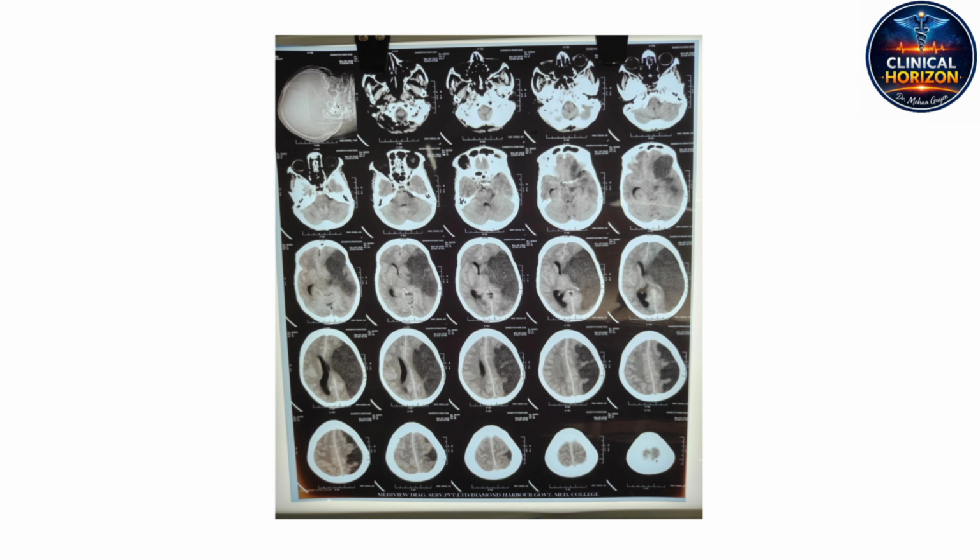Here, the hyperdensity is completely gone, replaced by a void. Instead, we have a massive wedge-shaped hypodense void involving the entire left frontoparieto-temporal region. It's very dark on the scan. Very dark. The gray-white matter differentiation is completely obliterated. This is a massive ischemic infarct mapping perfectly to the territory of the left middle cerebral artery.